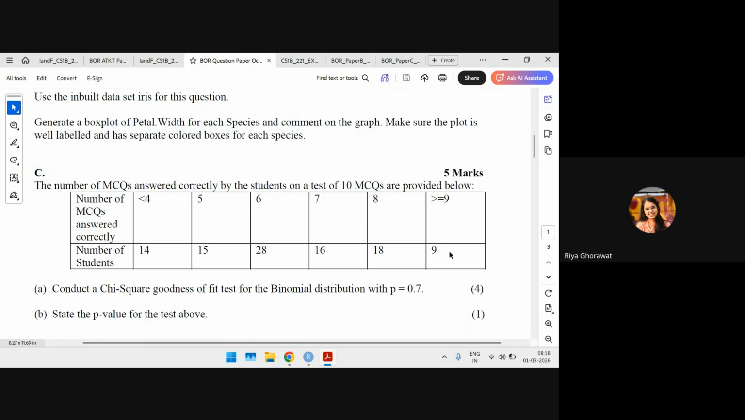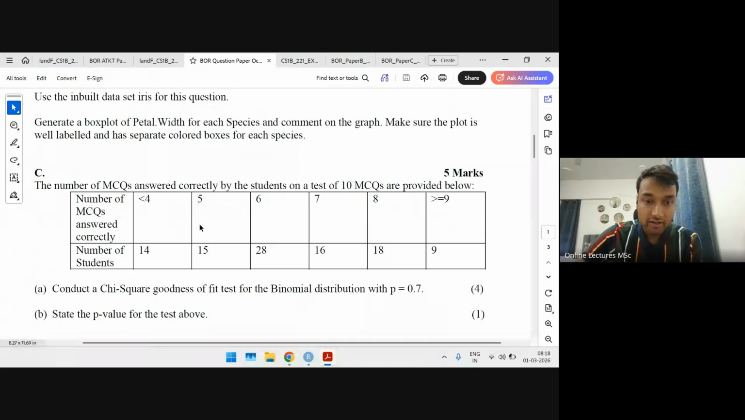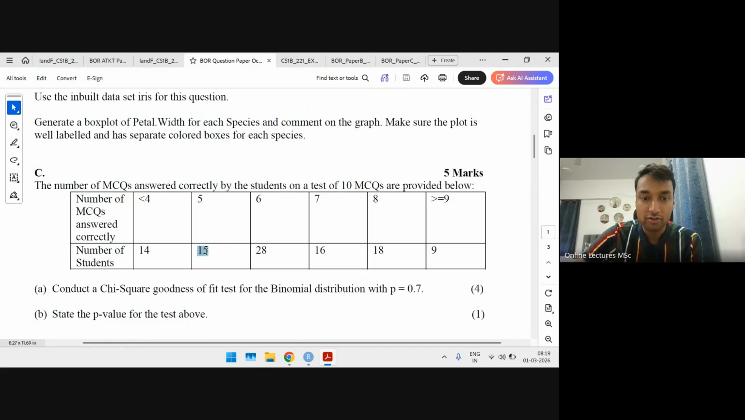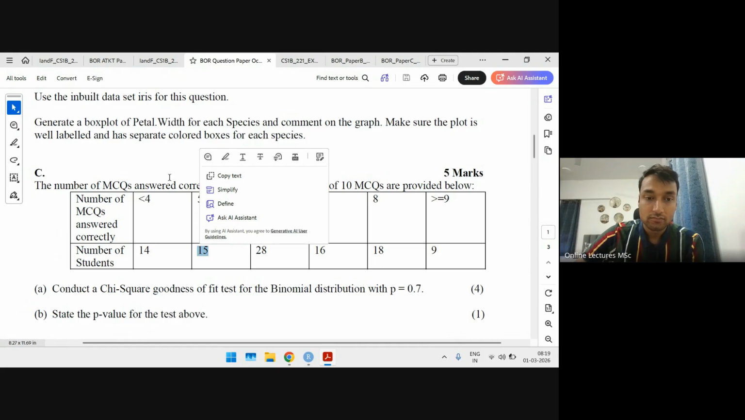Sir, so that means if one student got 5 MCQs correct and some others got 5 MCQs correct, the frequencies will be counted that way. Correct. Whatever number of students get 5 MCQs correct, that number will be written down over here in total. So if you and Ali have 5, the number will be 2 here instead of 15.